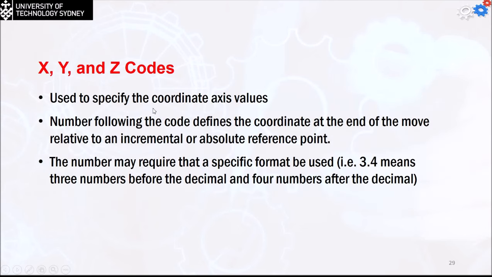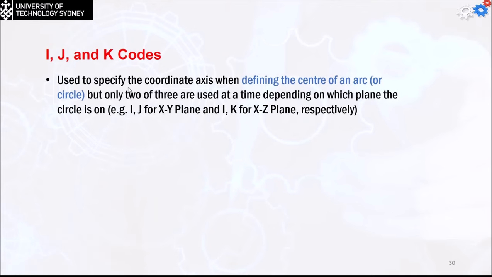So the X, Y, and Z codes are used to specify the coordinate axis values, and the number following the codes is going to define the coordinates at the end of the move relative to the incremental or the absolute reference points. The number may require that a specific format be used. For example, 3.4 means 3 numbers before the decimal and 4 numbers after the decimal. The I, J, and K codes are used to specify the coordinate axis when defining the center of an arc or a circle.